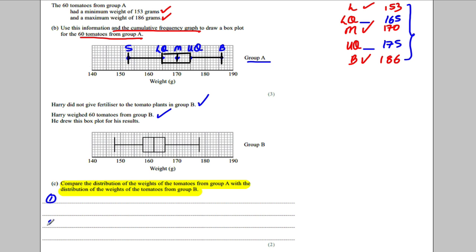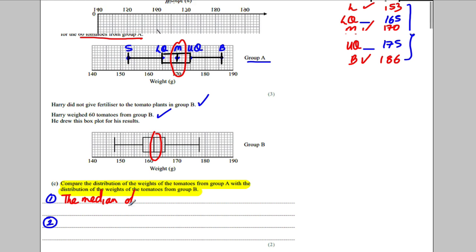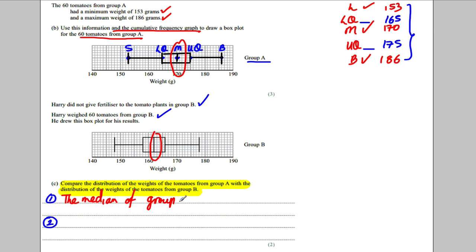Write 1 down here, write 2 down here. You've got to compare the medians. The median of this is 170, the median of this looks like 162. The median of group A is bigger than the median of group B. So the median, we can say, of group A is bigger, okay? So what does that mean? So on average, we must state, tomatoes in A are bigger, okay, or way more.